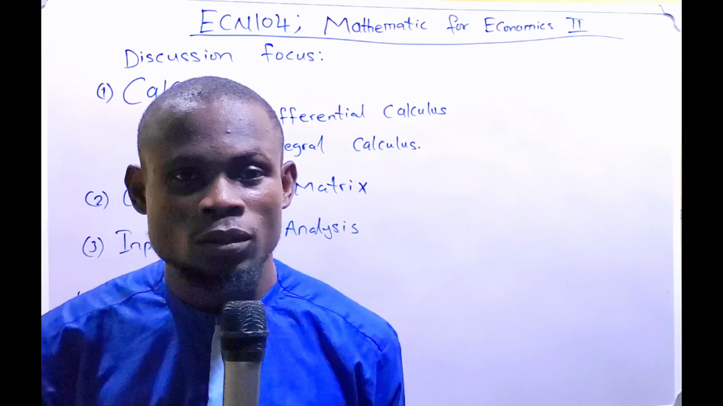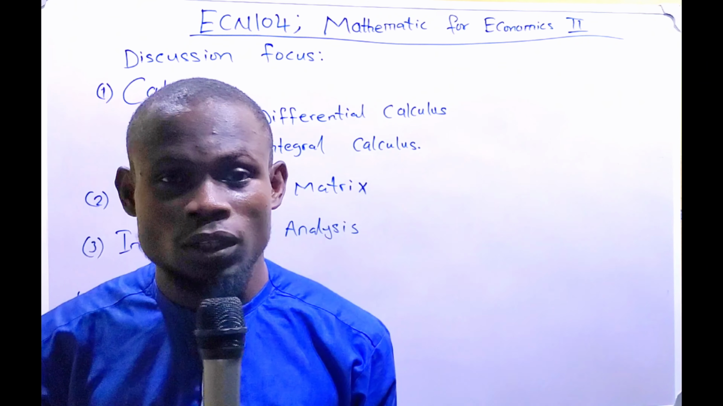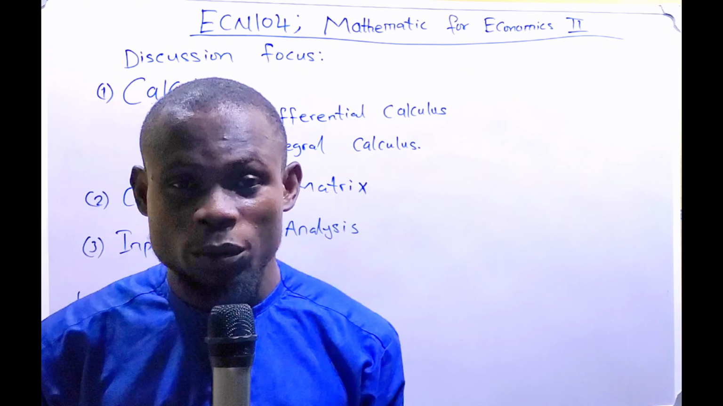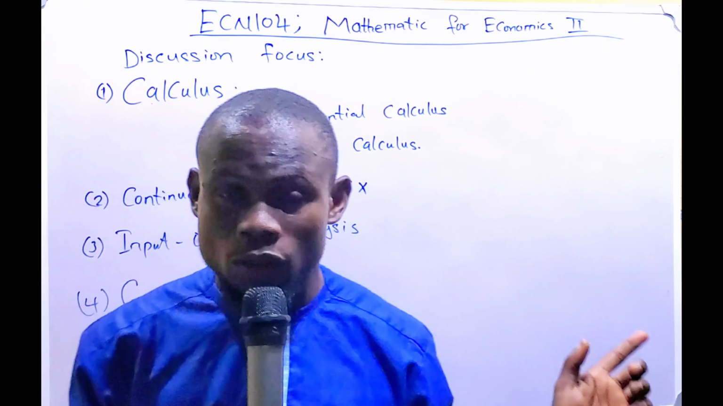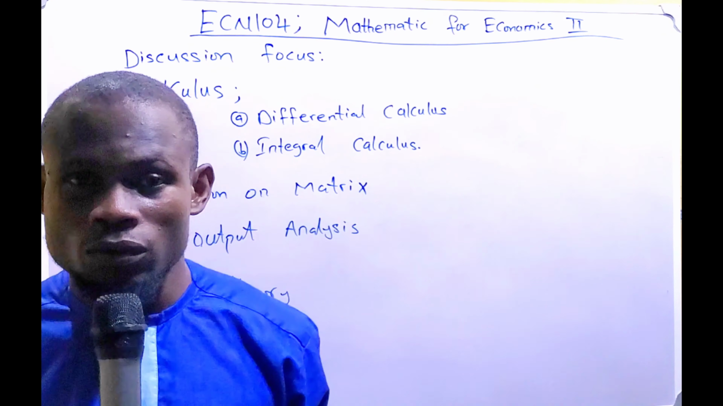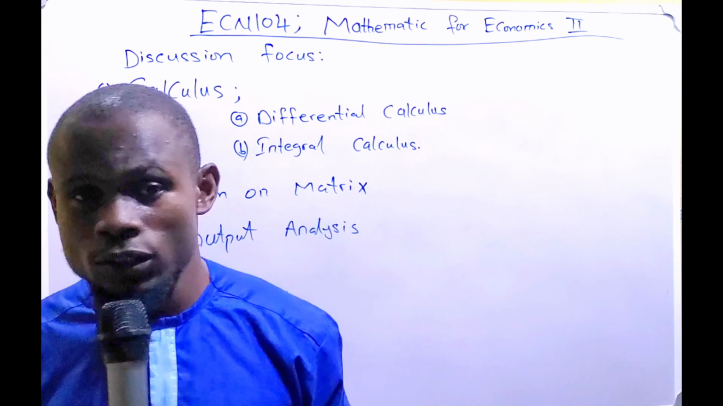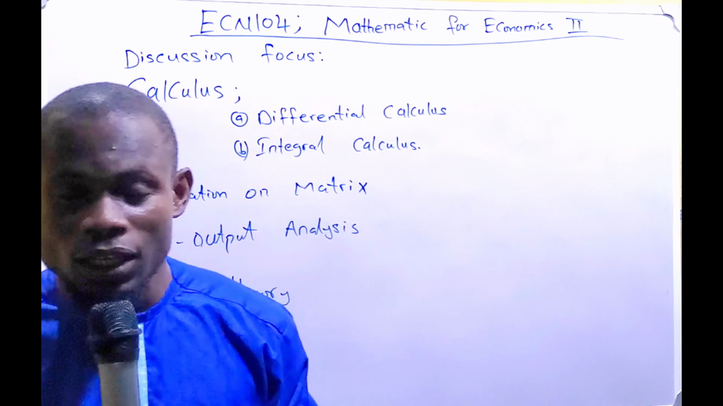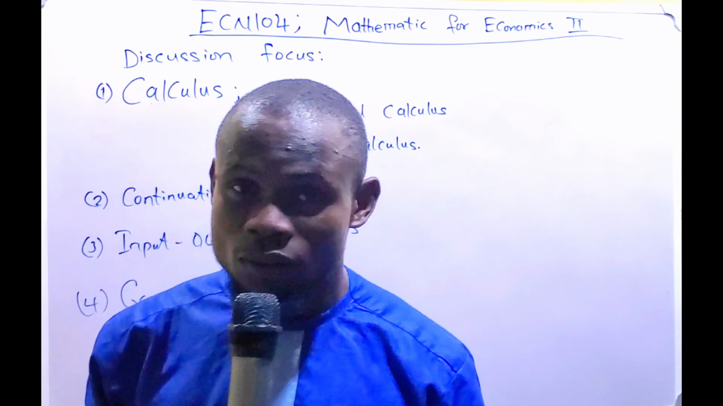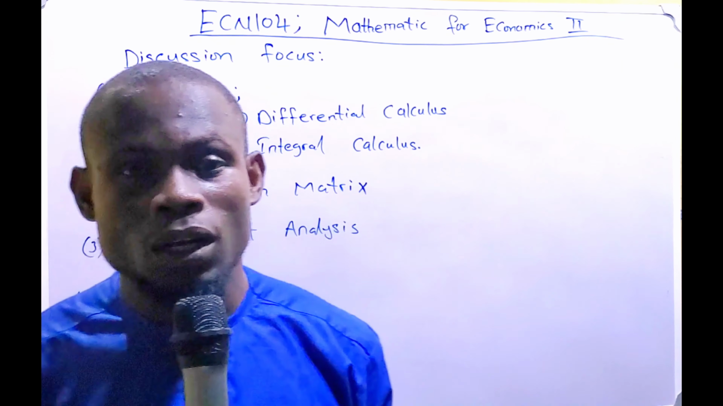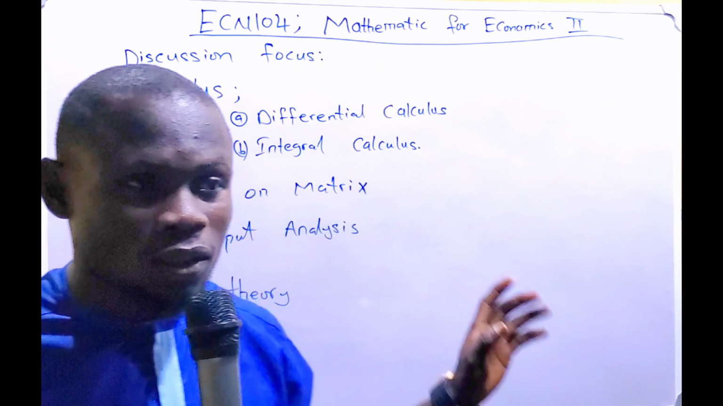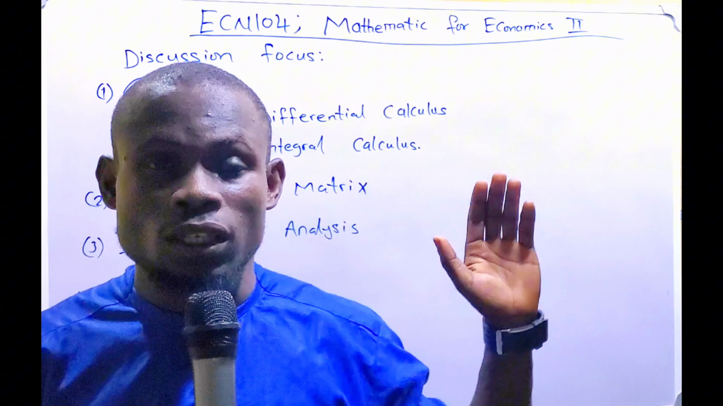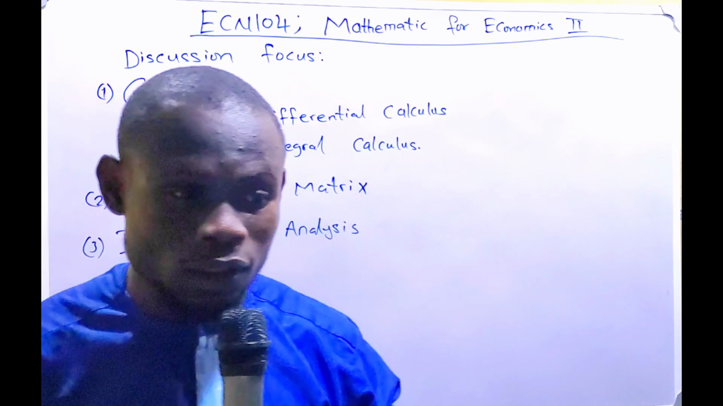Today we'll be looking at a 100 level economics course, Mathematics for Economics. It's ECM 104, a second semester course. I'll be working with the University of Abuja course outline for this course. Last semester, students were taught ECM 103, where they were introduced to Mathematics for Economics. This is a continuation of ECM 103.